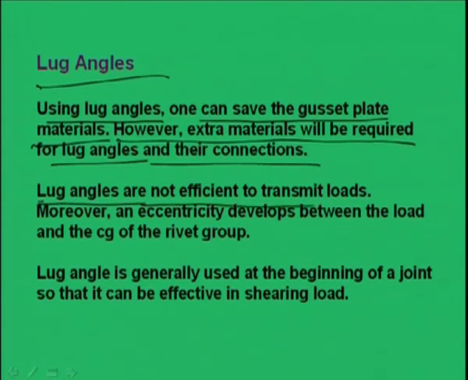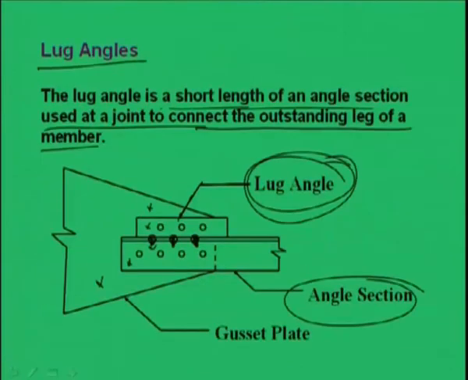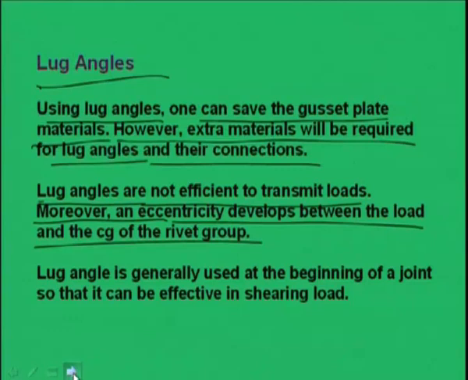Another thing we should remember is that lug angles are not efficient to transmit loads. This is very important. Moreover, an eccentricity develops between the load and the CG of the rivet group, because the load and the CG of the rivet group will be different. So a small eccentricity will develop. This is a disadvantage, and therefore generally a lug angle is not advisable to use.